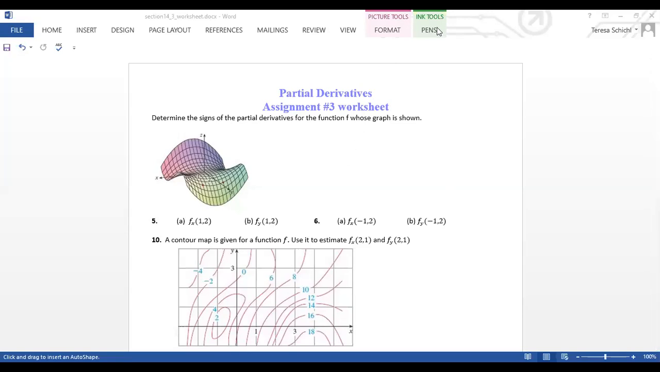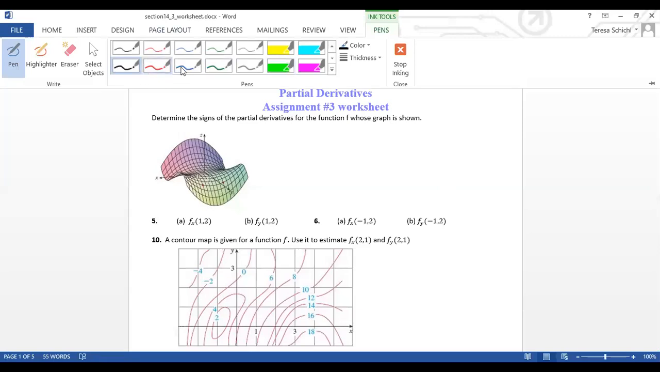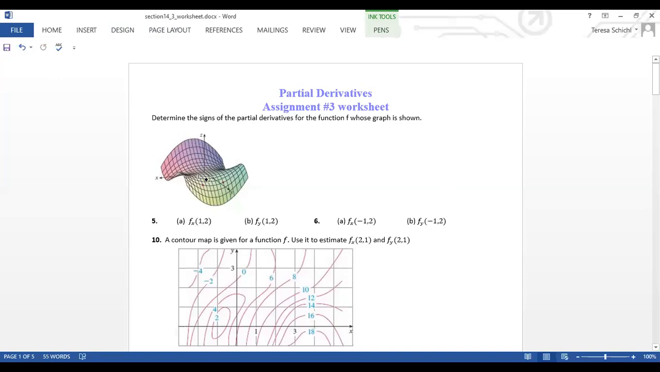And so the first one here, let's take a look at this one. They give you this graph. They want to see the f_x(1, 2). So remember, when we talk about f_x(1, 2), we want to find the rate of change along the x-axis. The way you look here, this is a positive x, and this is a positive y here.